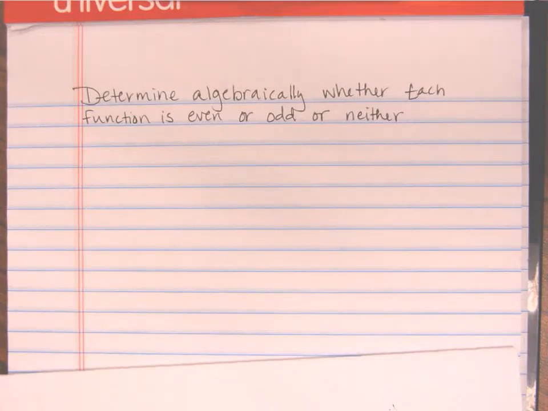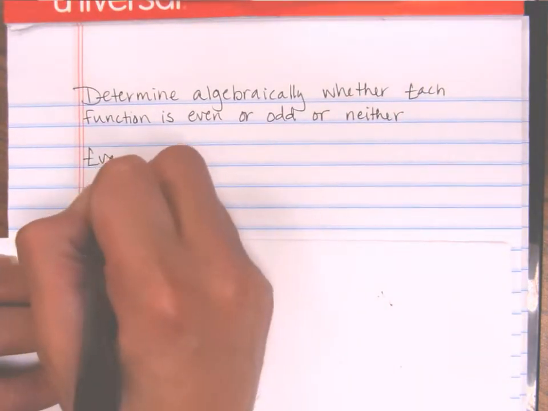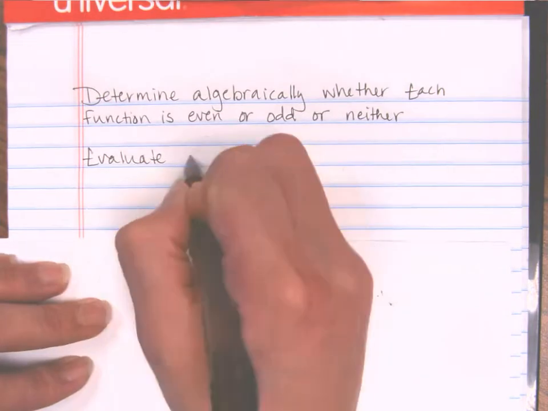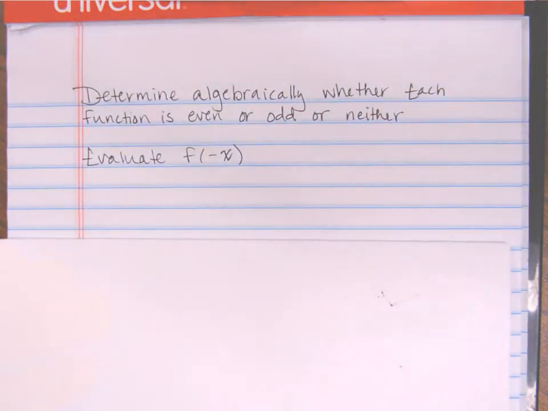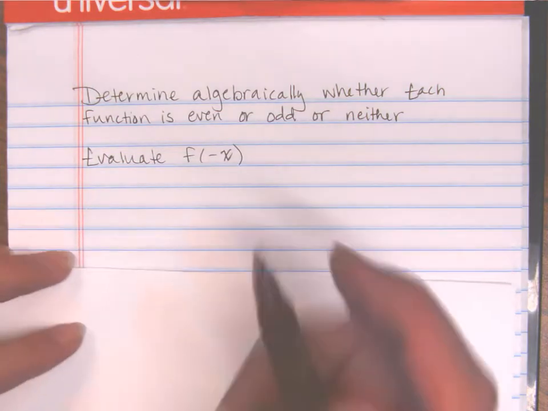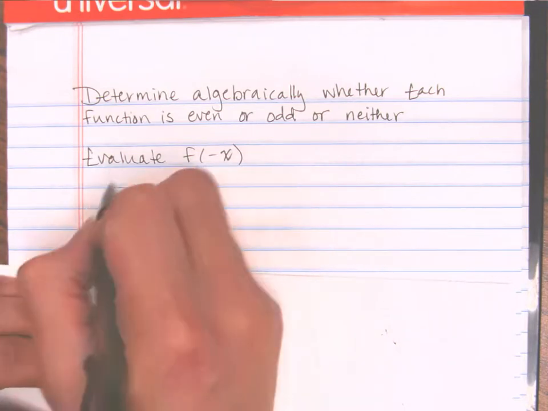In this video, we're going to look at some functions and we're going to determine algebraically whether or not each function is even, odd, or neither. So remember when you're doing this that we're going to evaluate f of negative x, which means everywhere we see an x, we're going to plug in negative x and then simplify. And we're looking for three results.